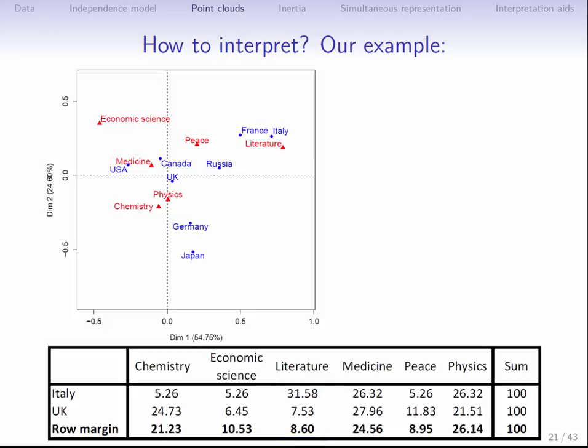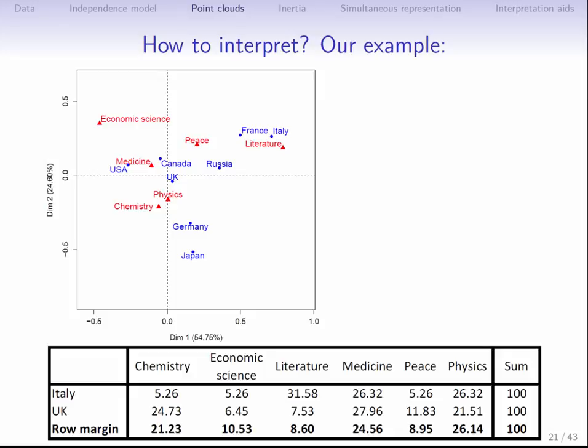Now, usually when we have a plot, we want to label the dimensions. How can we do that here? Well, let's look at each group at a time. For example, let's start with the blue points representing the countries. We see a split between the North American countries to the left, the Latin countries France and Italy to the right, and Japan and Germany to the bottom. It's quite difficult to label the dimension using the countries, unless we know that, for example, the North Americans are known for economics and the French and Italians for literature.